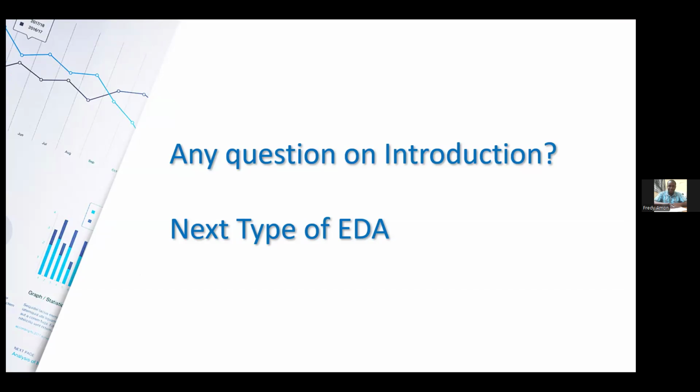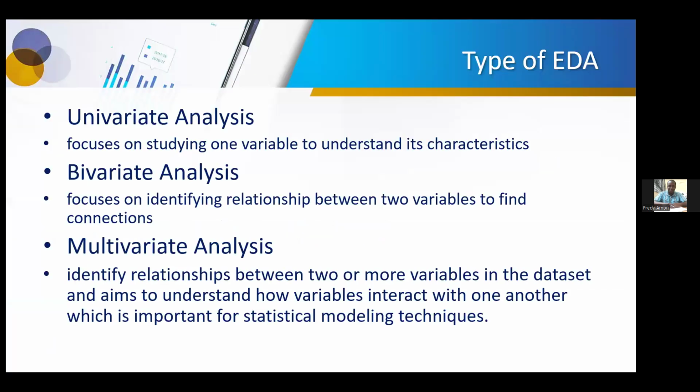Okay, I'll start with the types of exploratory data analysis. There are three types of exploratory data analysis. The first one is univariate analysis, where uni means one. Then we have bivariate analysis, where bi means there will be two. And then multivariate analysis, which involves multiple columns.